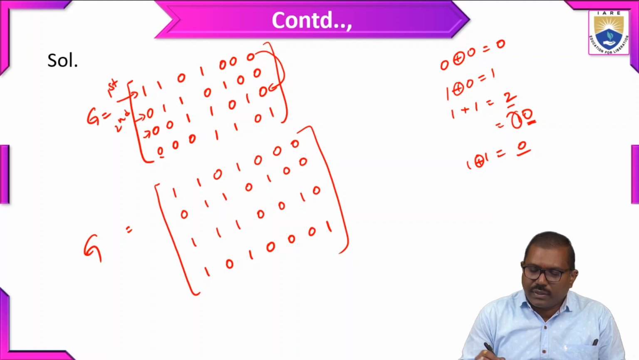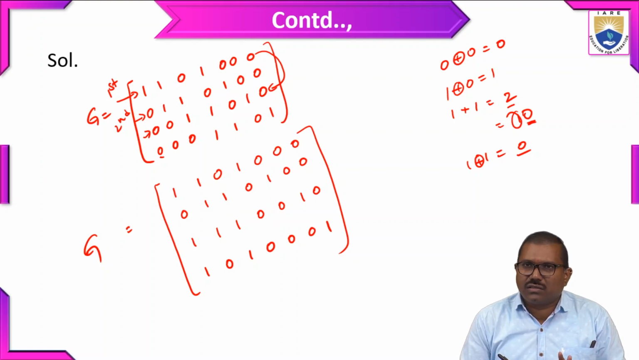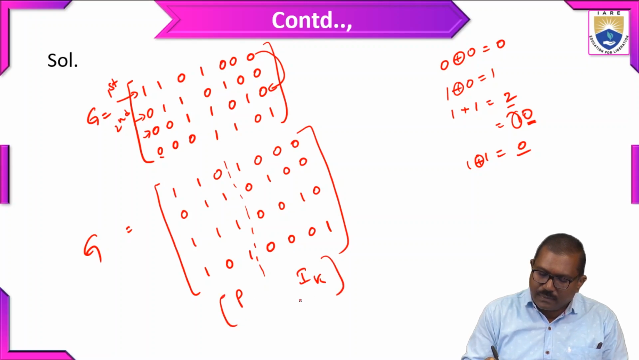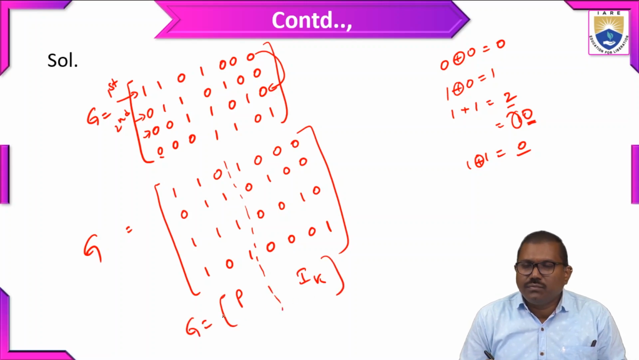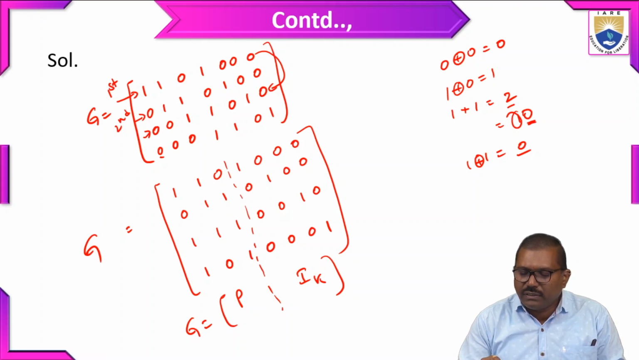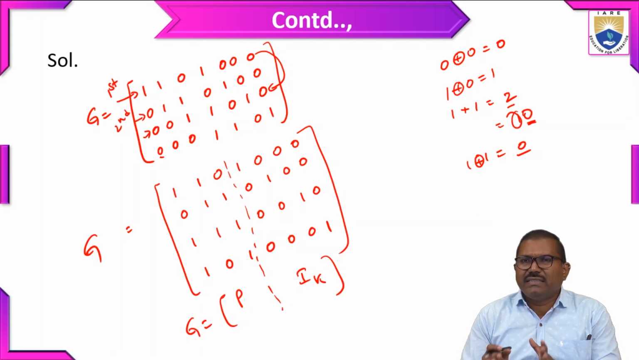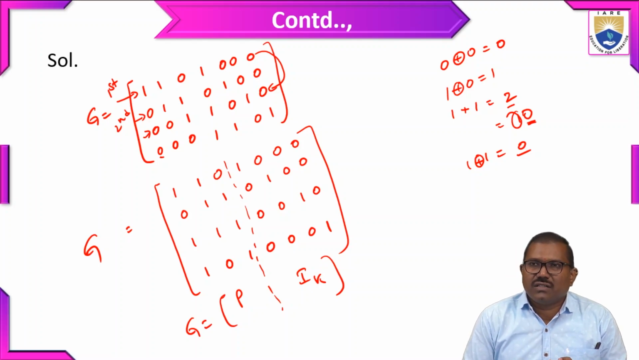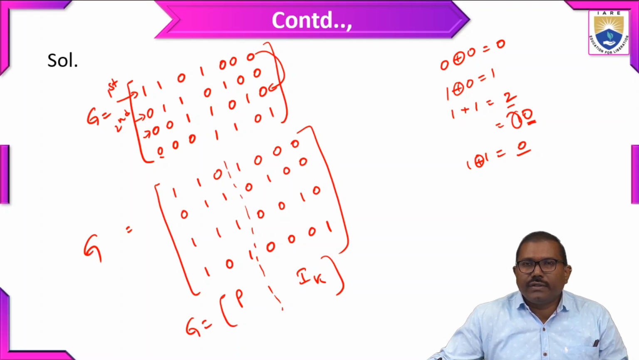Now here we can observe the identity matrix or not. See, this is augmented. This is my P and this is my Ik. So yes or no? Yes. 1 triple 0, 0 1 double 0, double 0 1 0, triple 0 1. This is my identity matrix Ik. So Ik is observed. So this is the systematic generator matrix. Okay. So in this way we are going to solve.